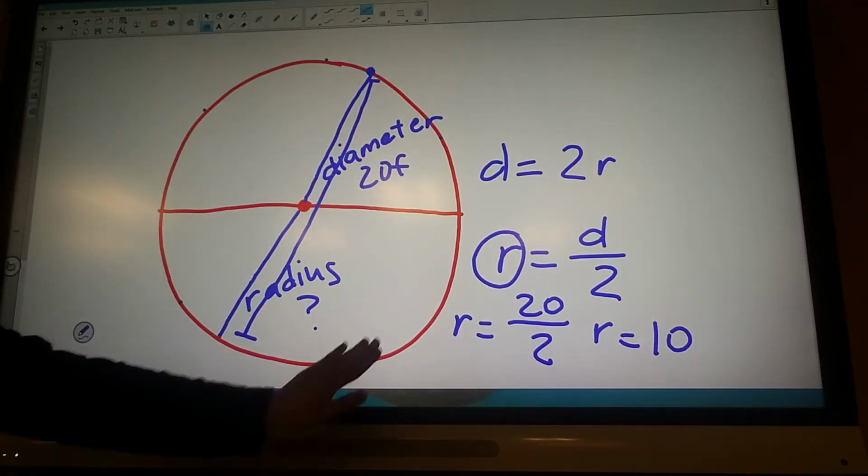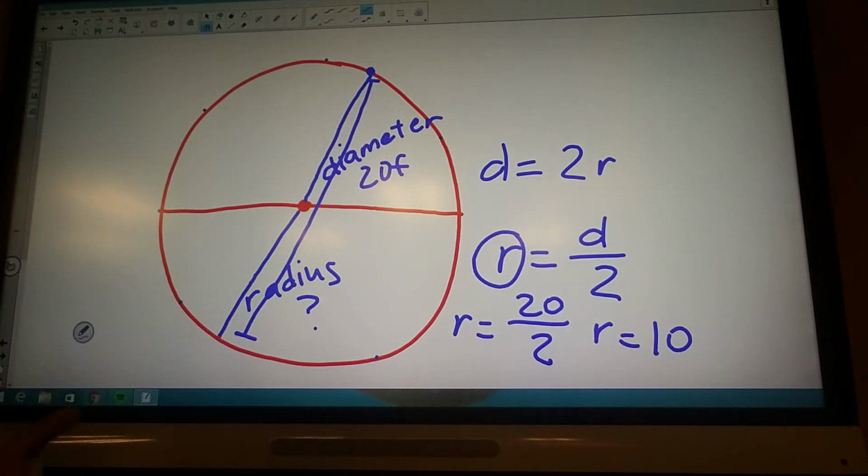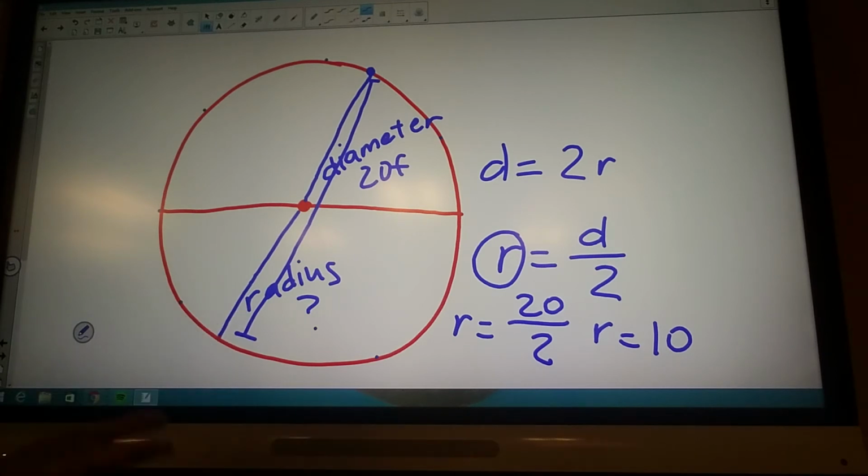Just make sure that you're using the right formulas, because if you put in the wrong number at the wrong letter, it's not going to give you the correct answer. And it'll make sense, because if you're trying to find the radius and it's suddenly a number that's really, really big, that's not going to be right. Radius is smaller than diameter.